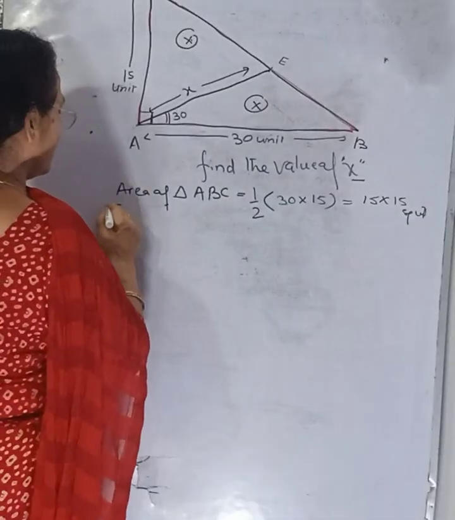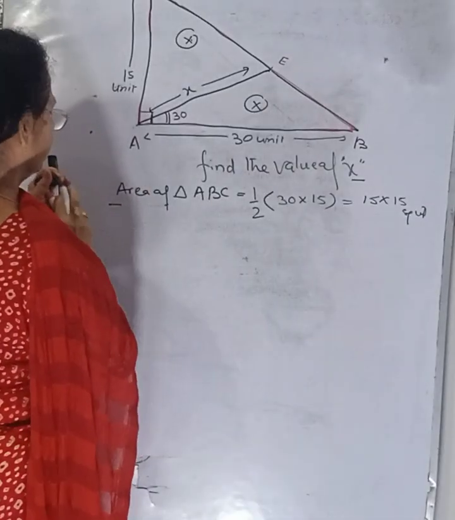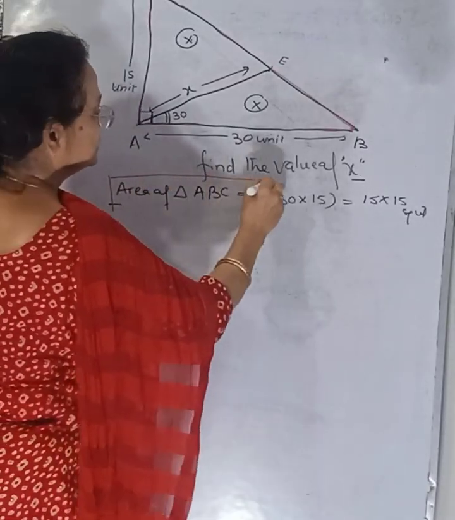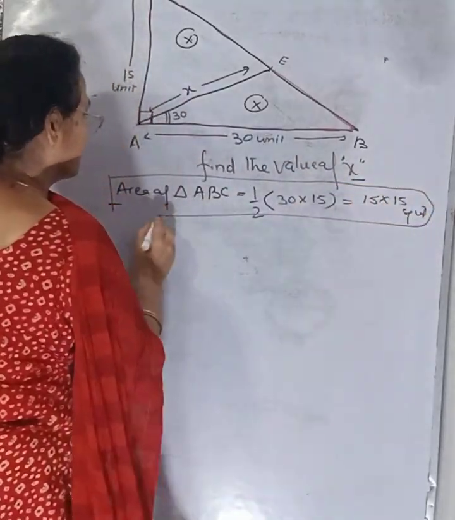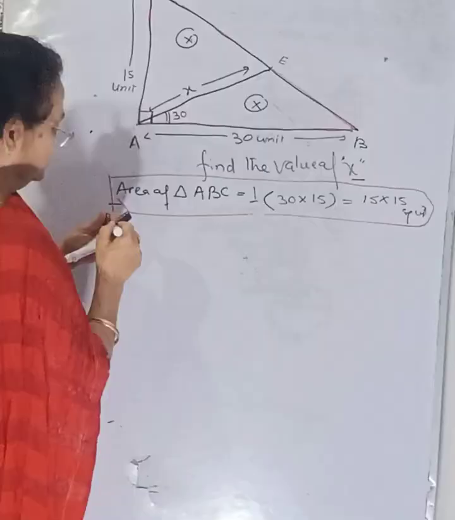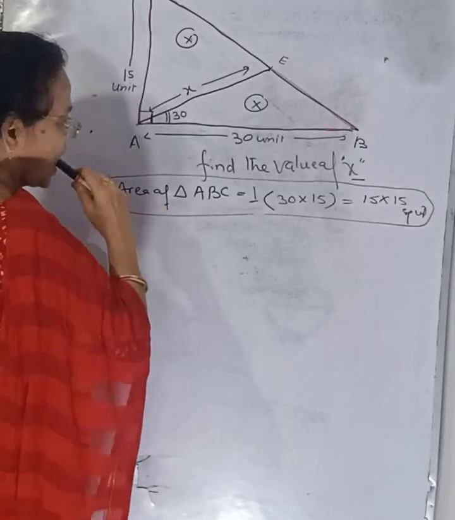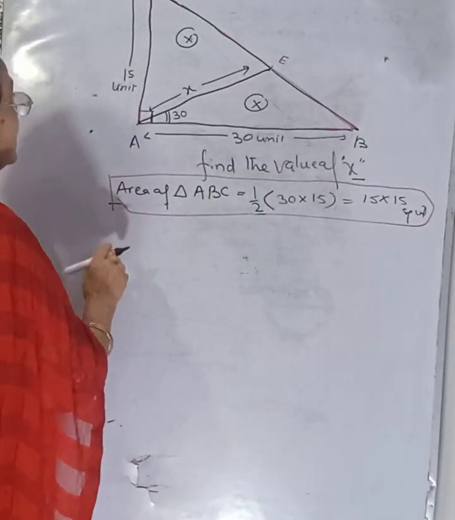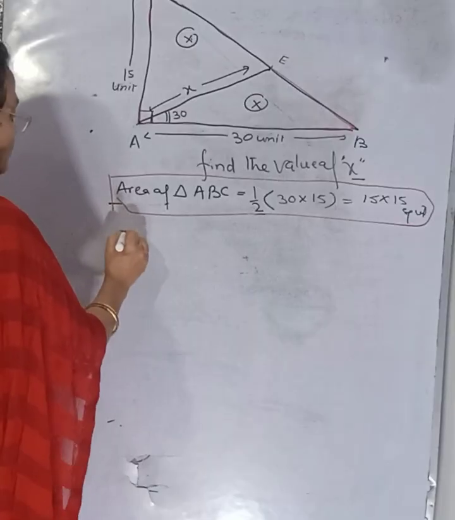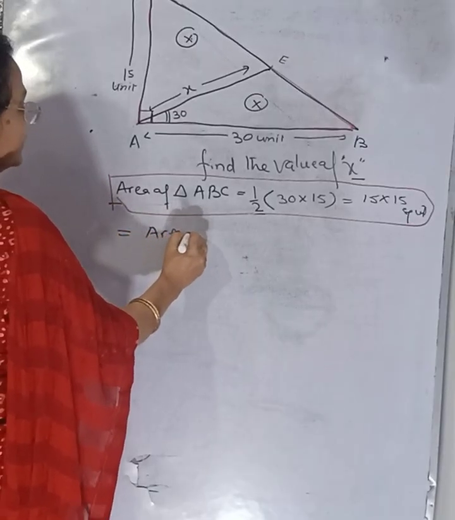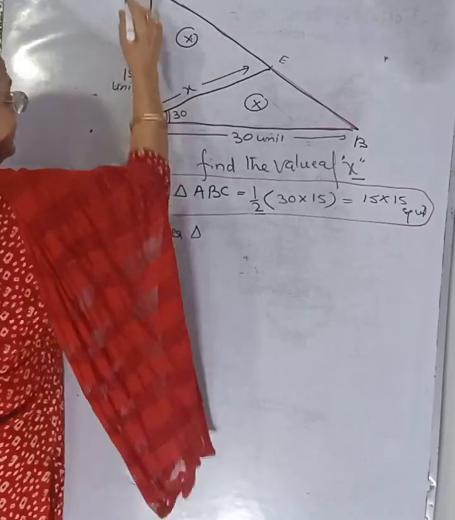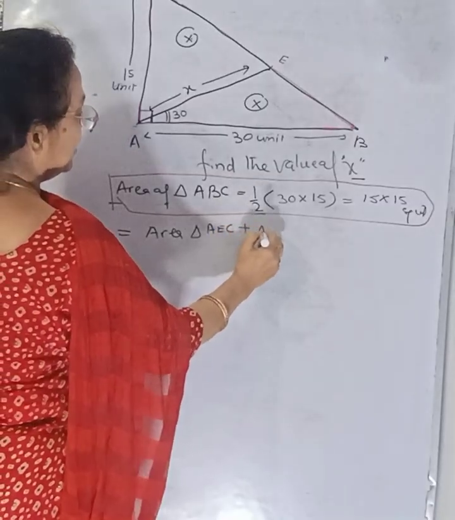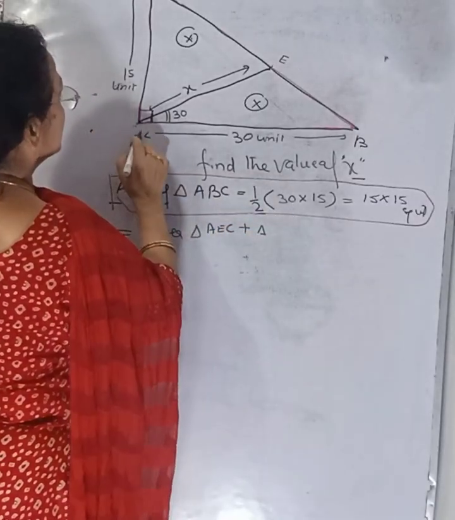Okay. Note it down, it will be useful sometime. This is noted. Okay, this is 1 by 2. Now, this area will be equal to area of triangle AEC plus area of triangle AEB.